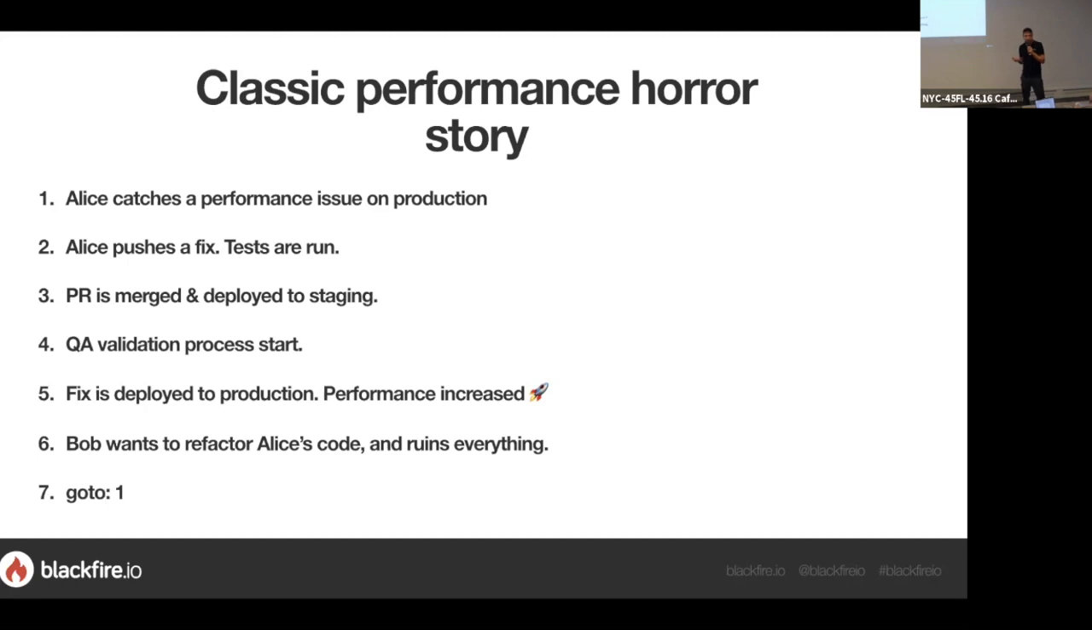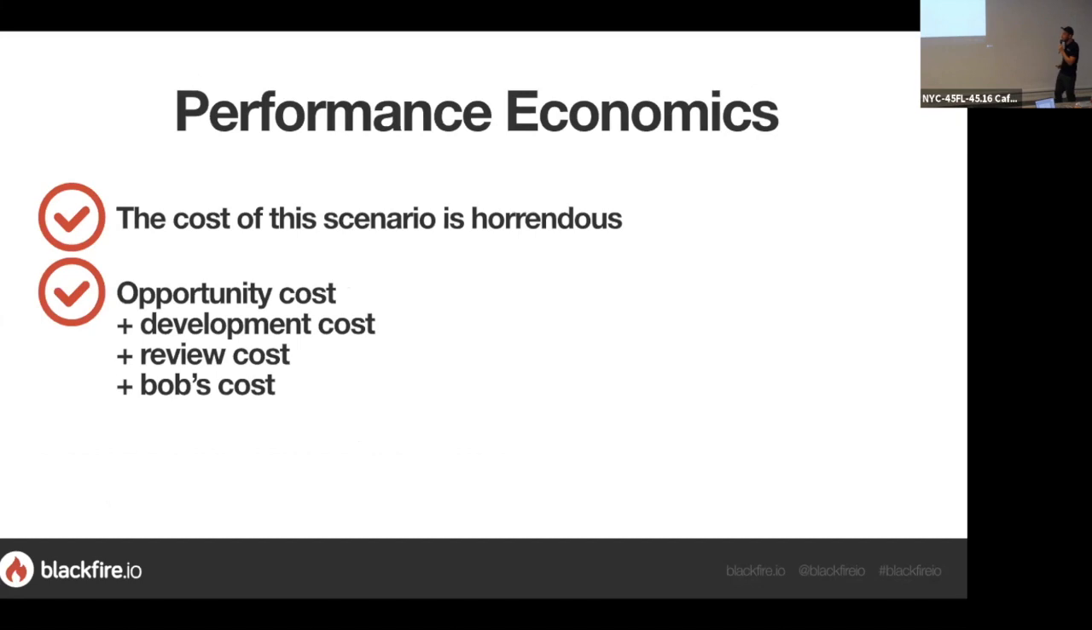This is very important, because if you don't integrate performance management in your development lifecycle, you will always have to redo what you have done, and you don't want to do that. Because in this scenario, the economics are very bad. You have the initial opportunity cost, then the development cost, then the review cost, and then the error cost of Bob. You don't want that. You want software that is quite fast from the start.